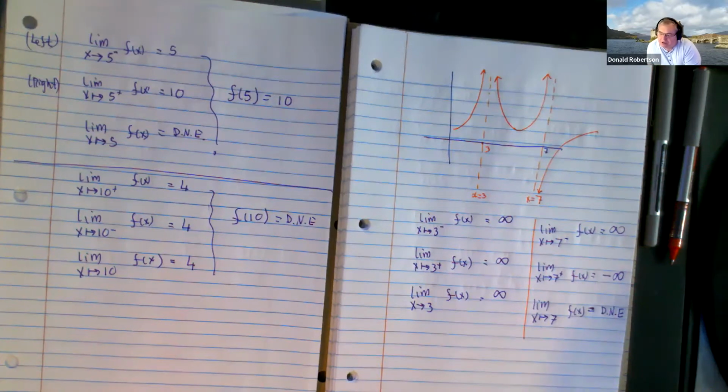Isn't it the same rule as with regular numbers? Doesn't the left and right limit have to be the same thing for an overall limit to exist? Does that make sense?